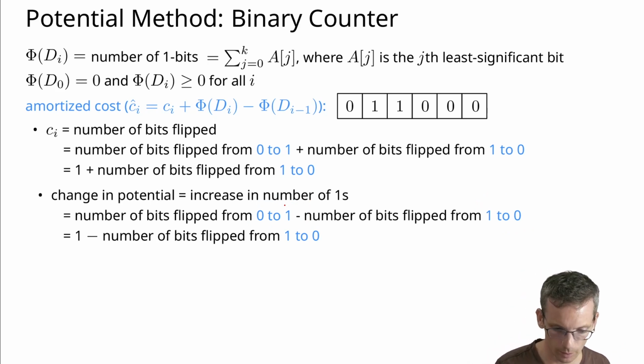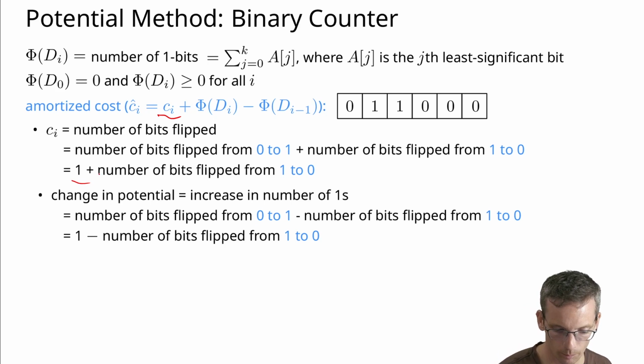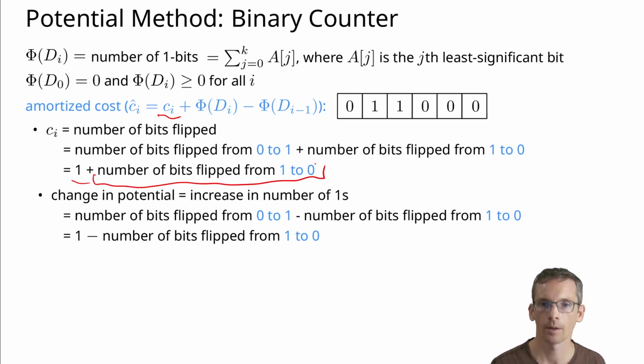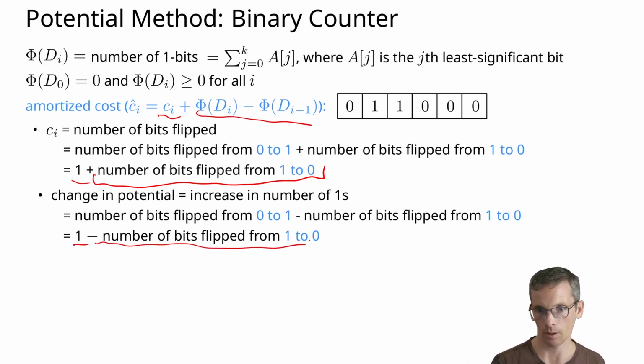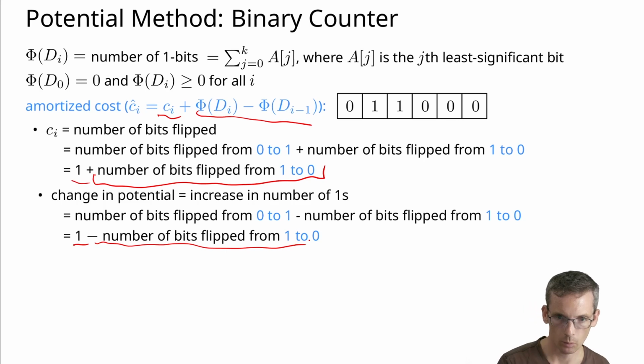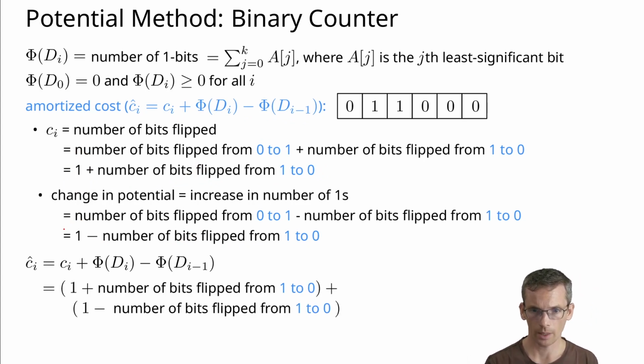Let's put this together. Amortized cost is actual cost. They have 1 plus this term, plus change in potential. They have 1 minus this term. Yeah, so if I do 1 plus that term plus 1 minus that term, then obviously these two cancel out. I have these two ones left. So just the ones remain. So I get an amortized cost of 2.